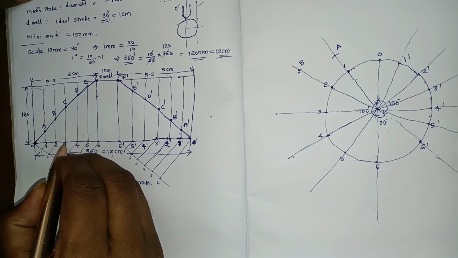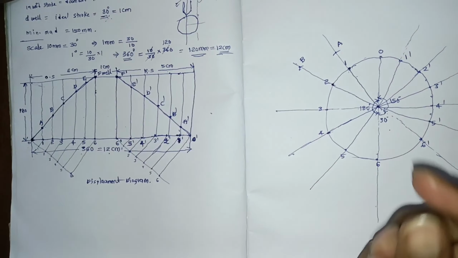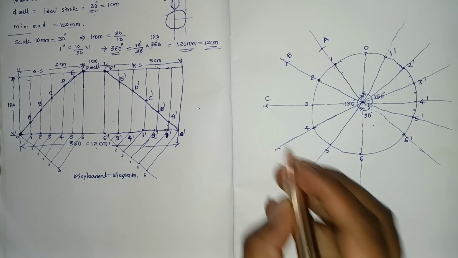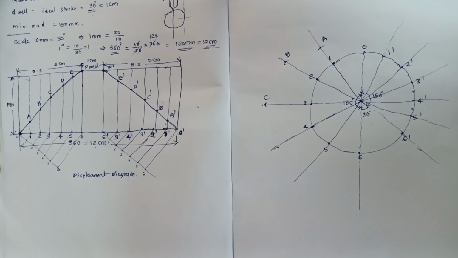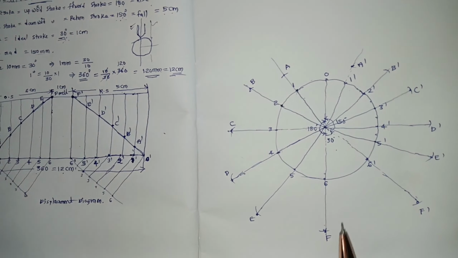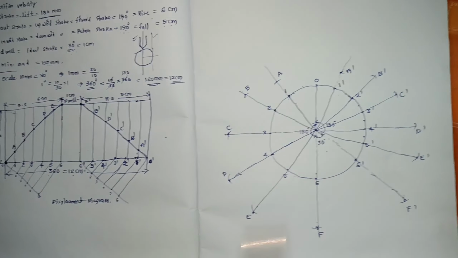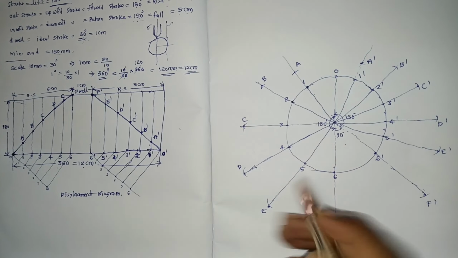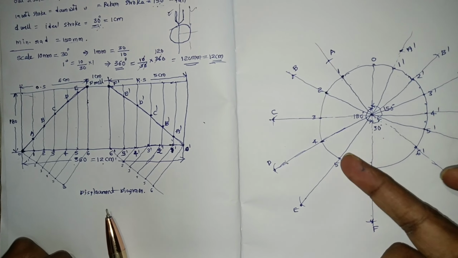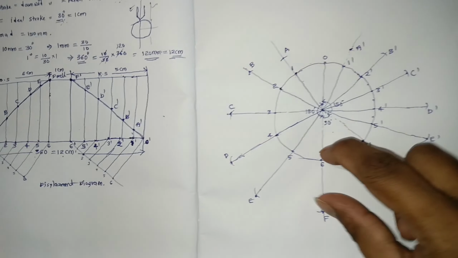Similarly, you have to measure from 3 to C. With the help of a compass, you have to cut the arc on this line, then you will get the point C. Similarly, same process, from 5 to E, with the help of a compass, you have to cut the arc on this line. Similarly, from 6 to F, you have to cut that.